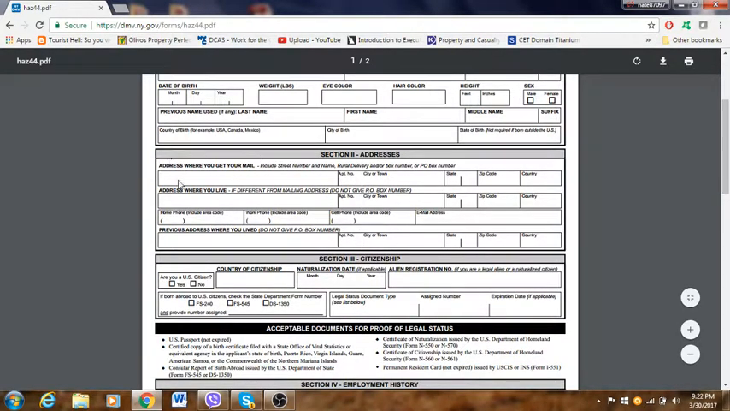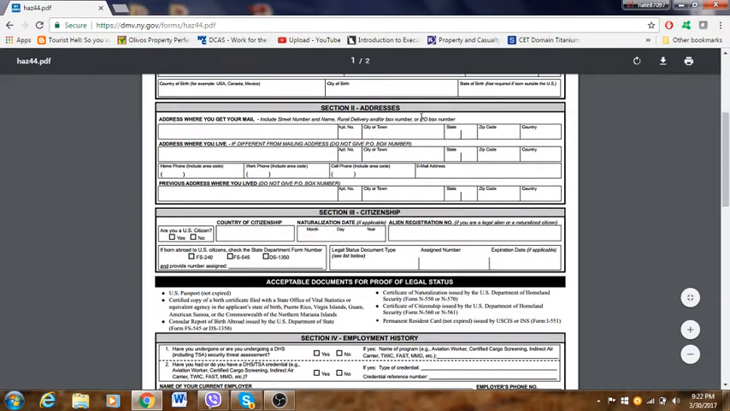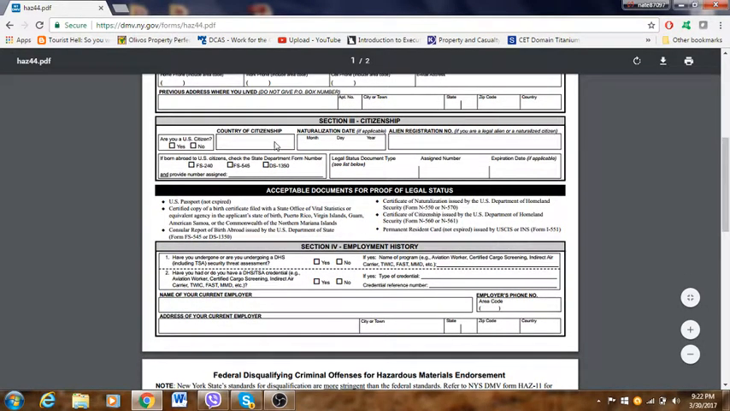Address where you get your mail. So basically, wherever you get your mail, you put it over here with city, state, zip code, country. Address where you live, your physical address. Some people have a different mailing address from their physical address, so make sure whichever it is, you look at it correctly. So whatever address you live at, you put down over here again with city, state, zip code, and country. And then a previous address where you lived. It's up to you. You don't have to, but I don't think it's necessary to put it down. Are you a citizen?